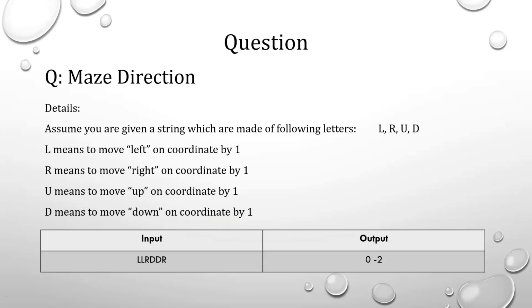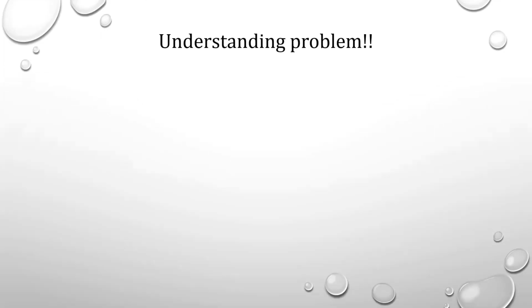So let's have a look at our input and output to our program. If we are given this string, LLRDDR, our output should be like that. X-axis says 0, y-axis says -2. So let's try to understand our problem. How do we reach that?